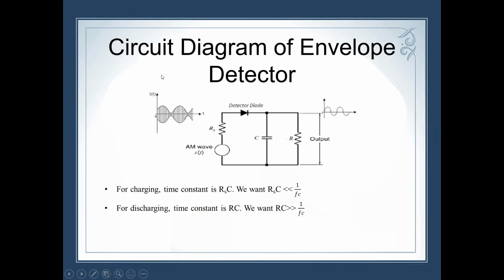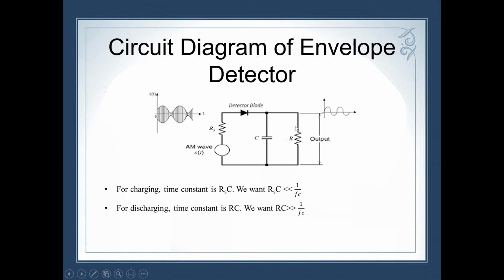Now, the circuit diagram of the envelope detector. This is the circuit of the envelope detector, and in this circuit we can easily detect two parts. The first one is our detector diode part and the second one is the RC low pass filter. The input for this circuit is s(t), which is the amplitude modulated wave, and this is the wave shape of the amplitude modulated wave.